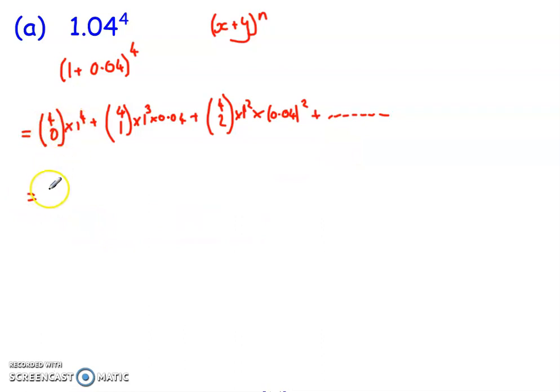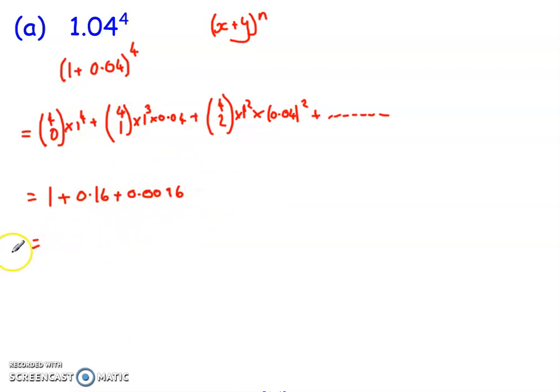So my 4C0 times 1 to the 4, that's quite simply 1. I've then got 4C1, which is 4, times 0.04. That ends up giving me plus 0.16. I would then do plus 4C2 times 1 squared times 0.04 squared. What that would then end up giving me is plus 0.0096. Now if I then did the next term, I'd actually get 0.000256. Now again, the third decimal place for that would be 0. So it's not going to contribute to anything, so I don't need to worry about doing anything beyond that. All I need to think about is what I've got here.